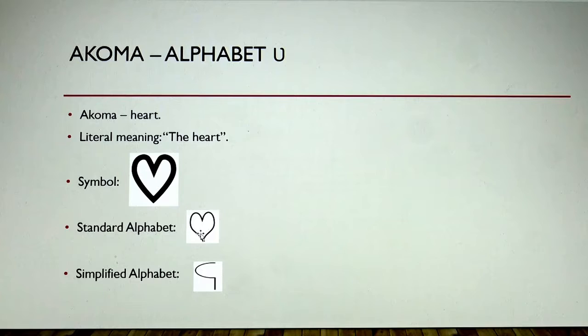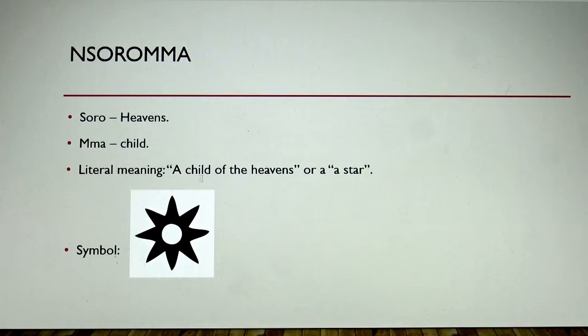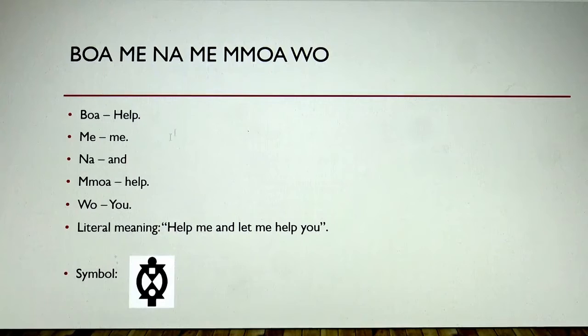Nkyinkyim is twisting. Literally meaning twisting. This is the symbol. These are the alphabets. And Sorɔmma. Soro means heaven. Ma, child, literally meaning a child of the heavens or a star. This is the symbol. Osram means moon, literally meaning the moon, and this is the Adinkra symbol for that. Boa me na me mmoa wo. Boa me means help me, na me mmoa wo, and I help you. Literally meaning help me and let me help you. This is the Adinkra symbol.